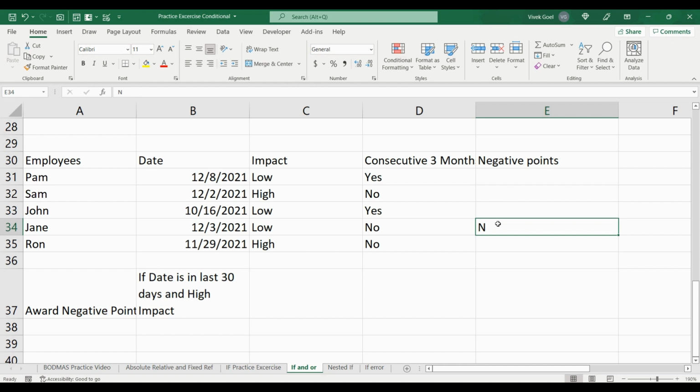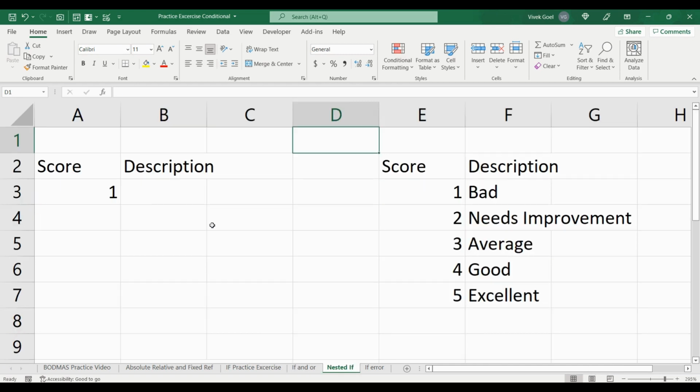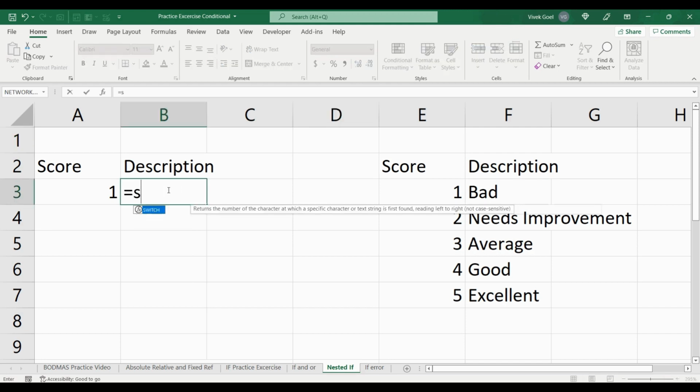Another condition is that if the employee has made mistakes in the 3 consecutive months, then also we should award negative points. So Pam and John will get negative points because for them issues have been reported in 3 consecutive months. We have to solve the next scenario using both nested if and switch statement.